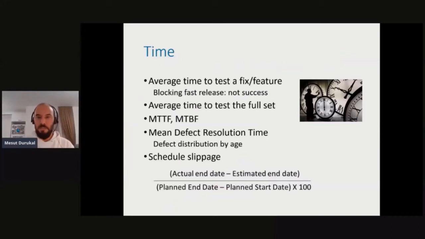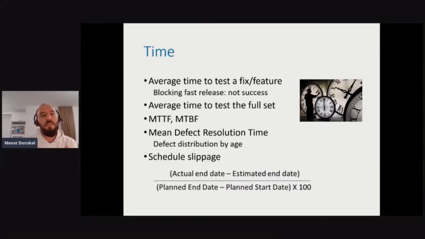After selecting the metrics and customizing our environments, the next thing that we can do is to categorize the metrics that we are following or tracking. For example, the first category, or the first group of metrics that we can discuss, is the time-related metrics. For example, we can follow the average time to test a feature or to test a fix, and in this way we can understand how much time we need after a fix is applied, and how much time we need to test our regression set.